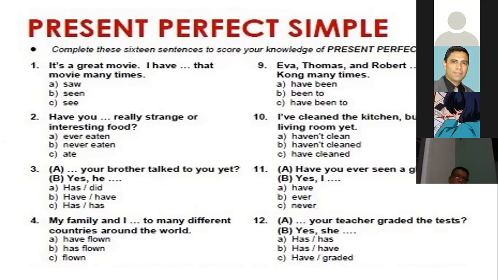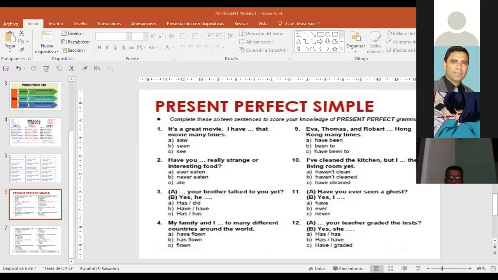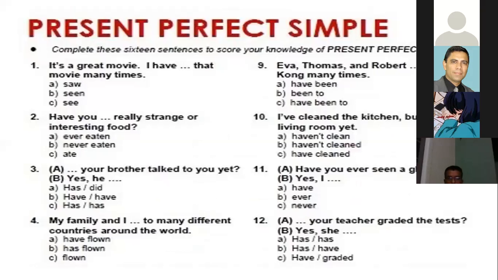Okay, so for number one, it's a great movie. It says, I have seen that movie many times. And here we have three choices. I have seen. Very good. Number two. I need a volunteer for number two. Have you ever eaten really strange or interesting food? Very good. Number three. I need a volunteer for number three.